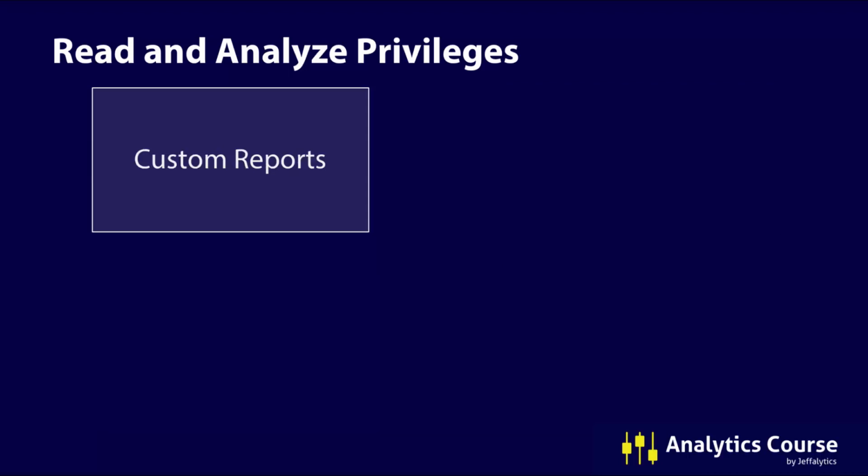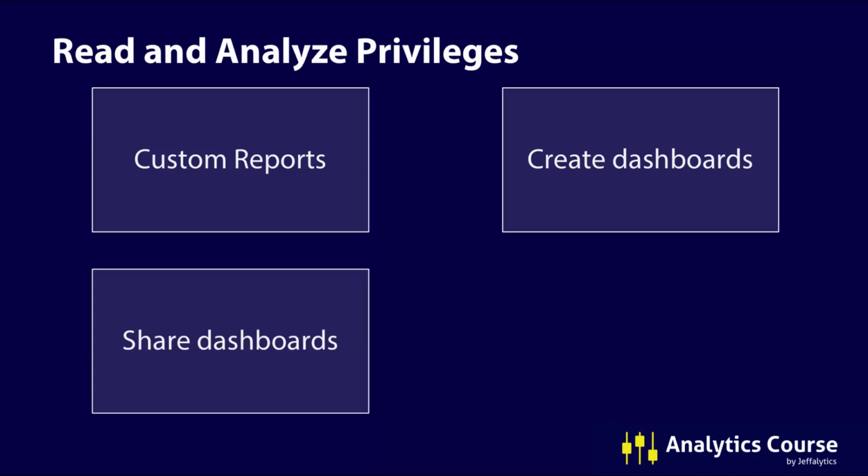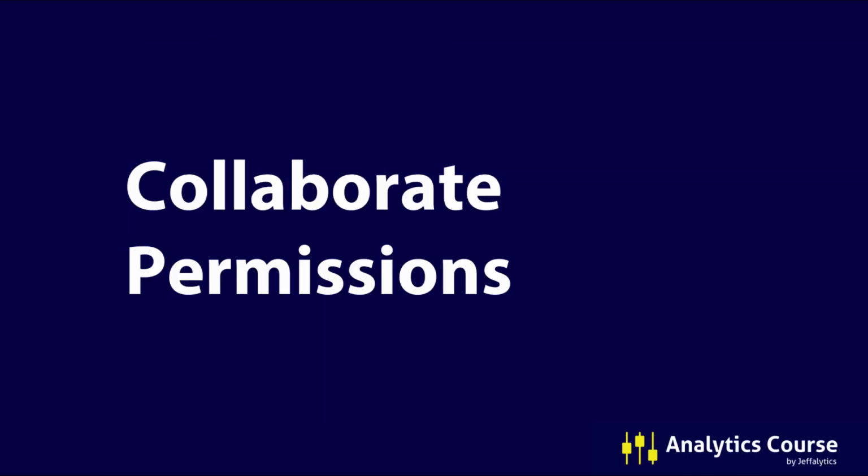You can create your own custom reports. You can create dashboards. You can share those dashboards with other people. And you can see the reports that other people have shared. So this is pretty much the functions that most people use in Google Analytics. If you're read and analyze, you're not restricted on anything. Now, if you want to see this in action, simply go to the Google Analytics demo account and you can see exactly how this works. You know the privileges you have and you basically have read and analyze. It is a textbook example of what you get when you have read and analyze permissions.